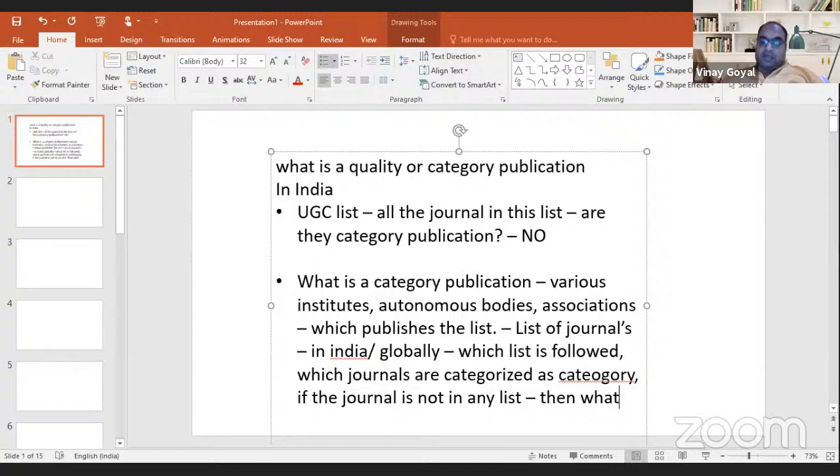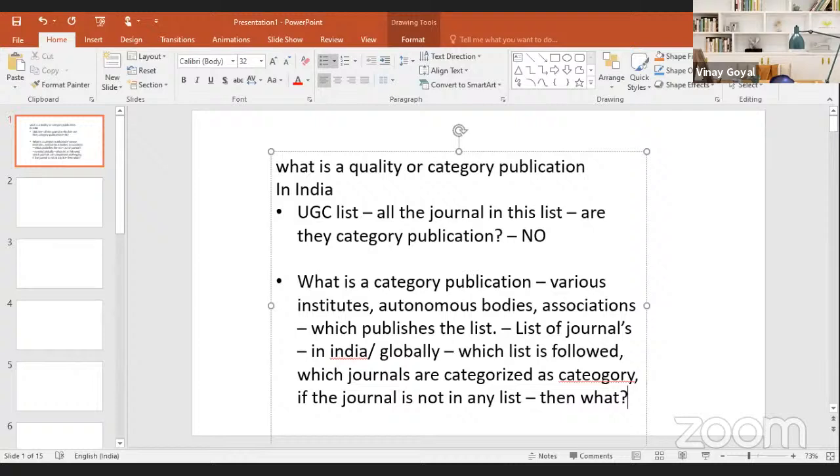Now, this is the first thing you should know when it comes to quality publication. Without understanding what is a quality journal, what is a quality list, what is a category list, what type of journals are categorized as the top journals of the world, it is impossible for you to publish in a good quality journal. But this is the starting point. You have to understand that.